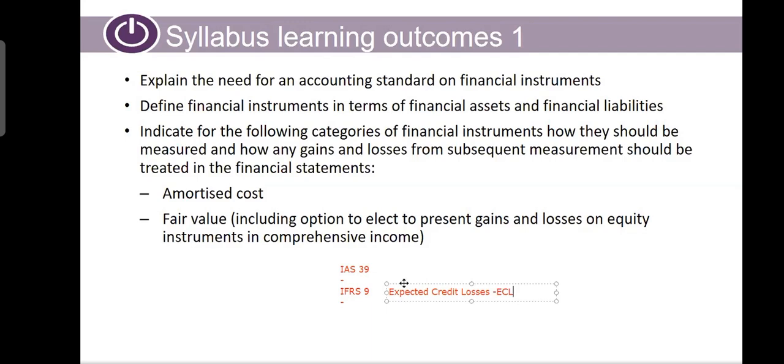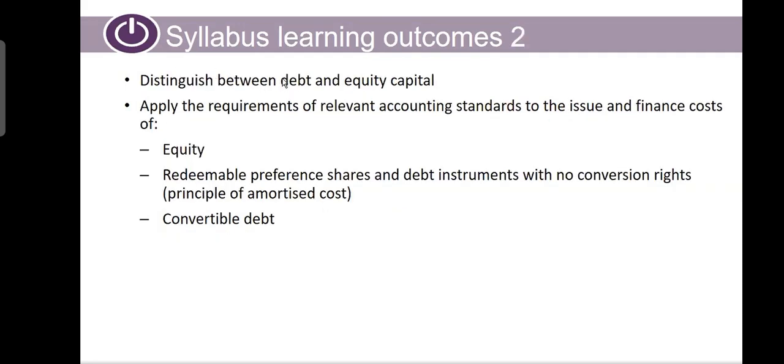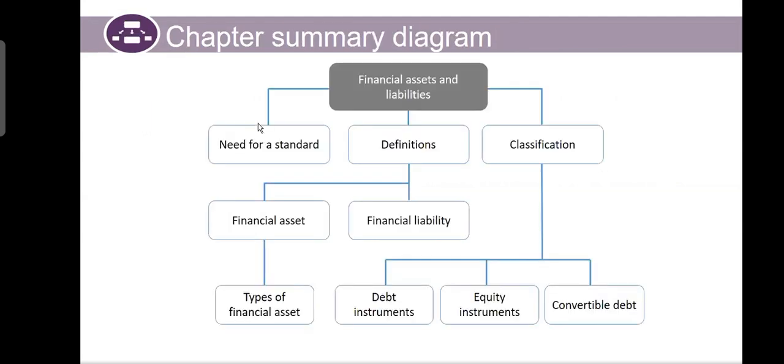Anyways, we'll start the chapter now. We got a little bit of overview and understanding of the importance of this topic. We say distinguish between debt and equity capital. Okay, we'll talk about it. Apply the requirements of relevant accounting standards to the issue and finance cost of equity, redeemable preference shares, convertible debt. Don't get scared. We'll discuss it one by one. I'm 100% sure and committed that for this standard I'm going to give 2 lessons, today and next. We are not going to finish it in one day. It's a long standard. So this is our entire chapter.